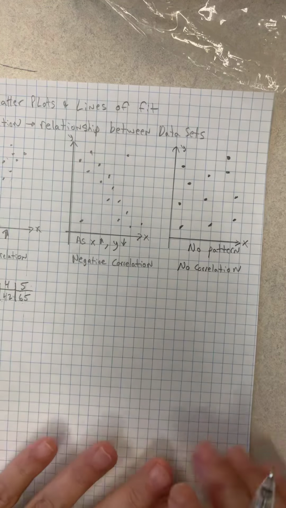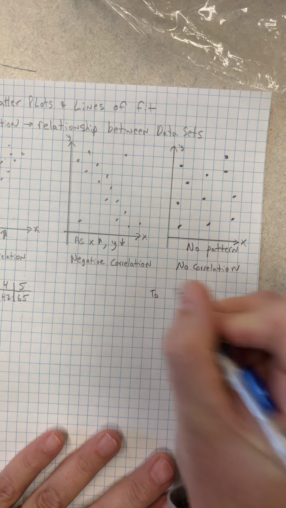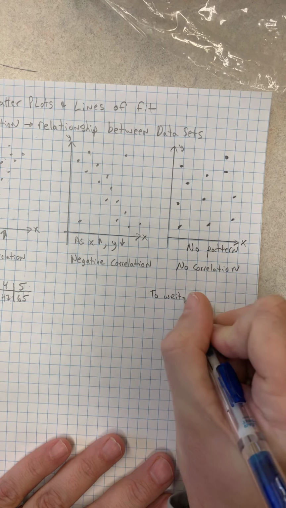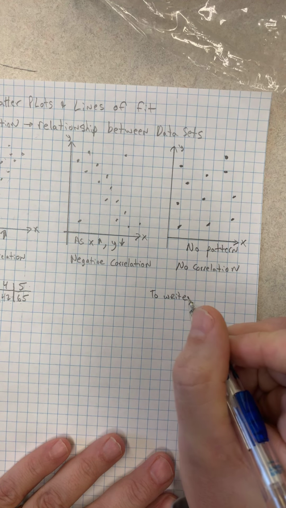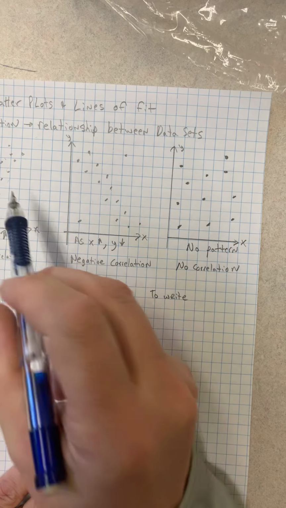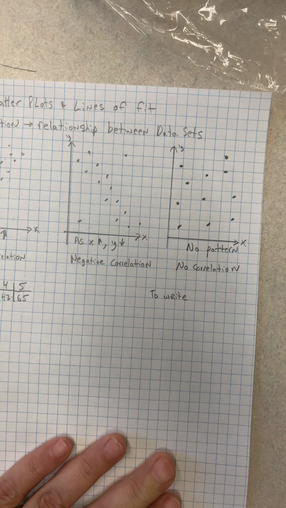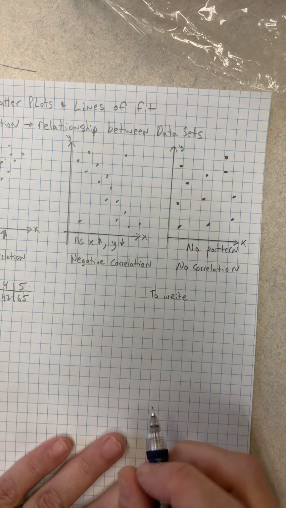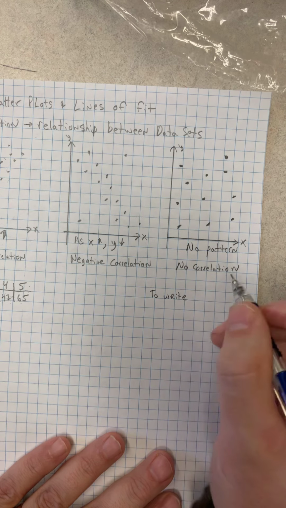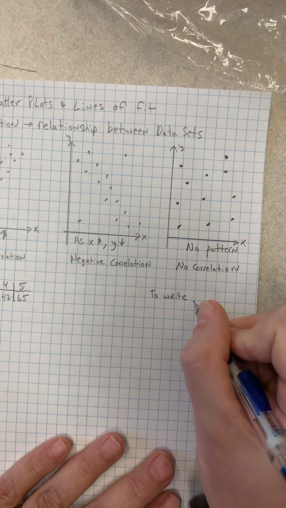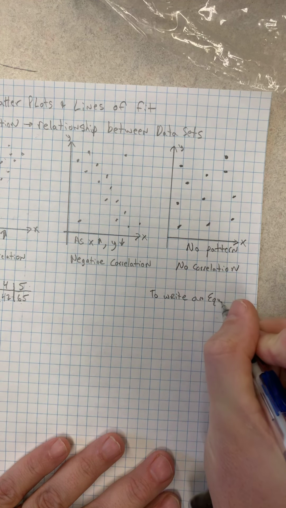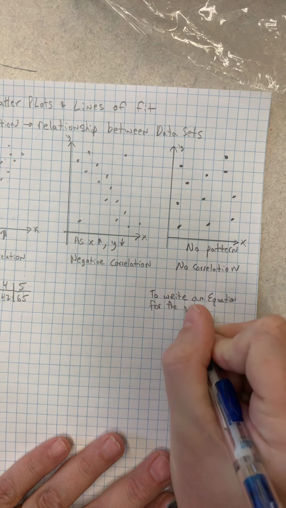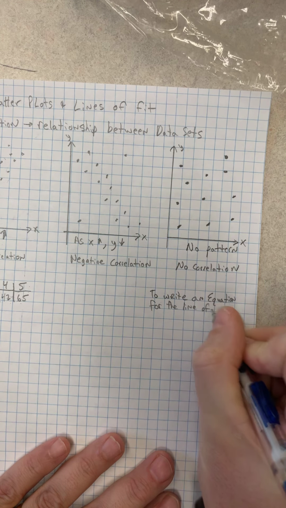Here's what we do. These are instructions to graphing it. Because what we are gonna do is plot this data and we are gonna find an equation of a line that best represents that data. So I can then use that line to make further predictions, to extrapolate, to make a prediction in the future. So to write an equation for the line of fit.